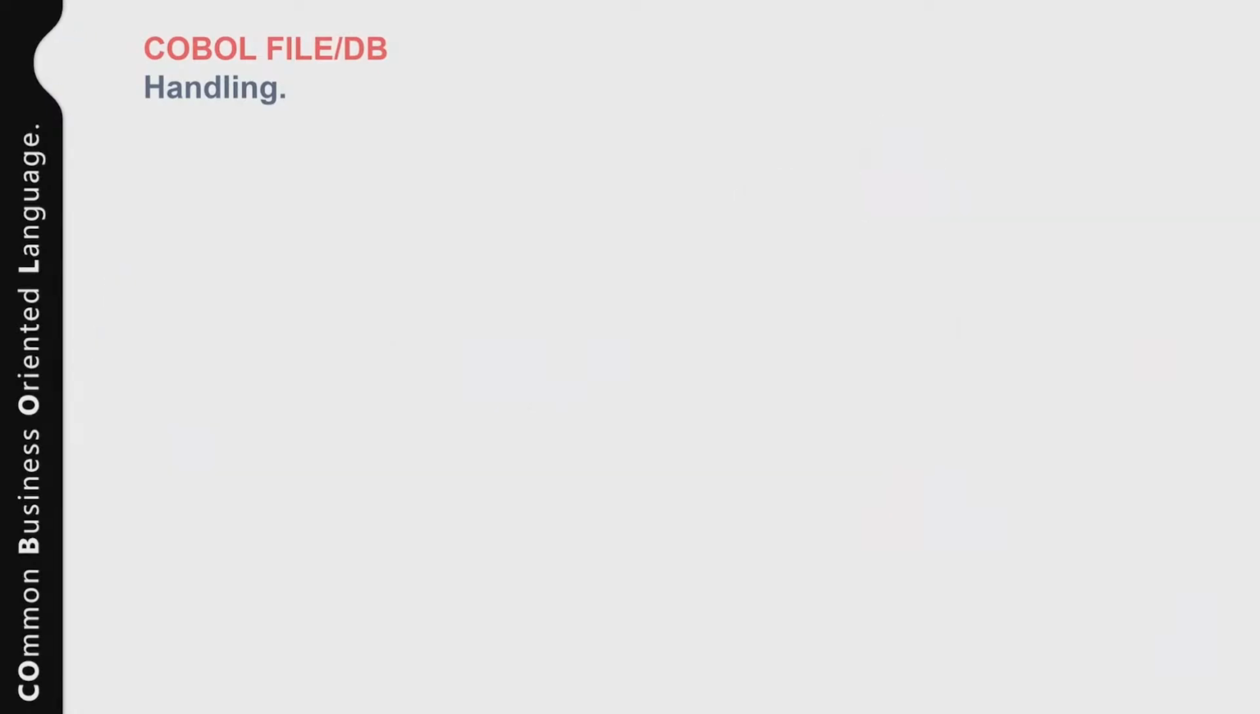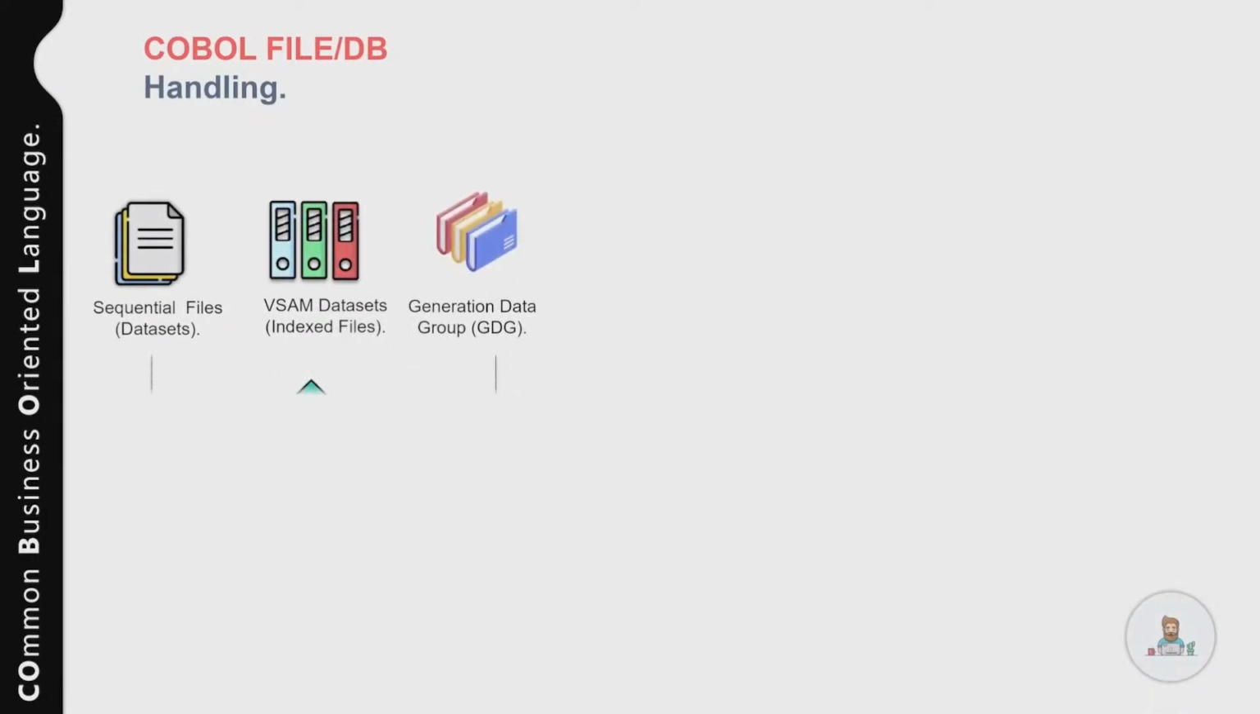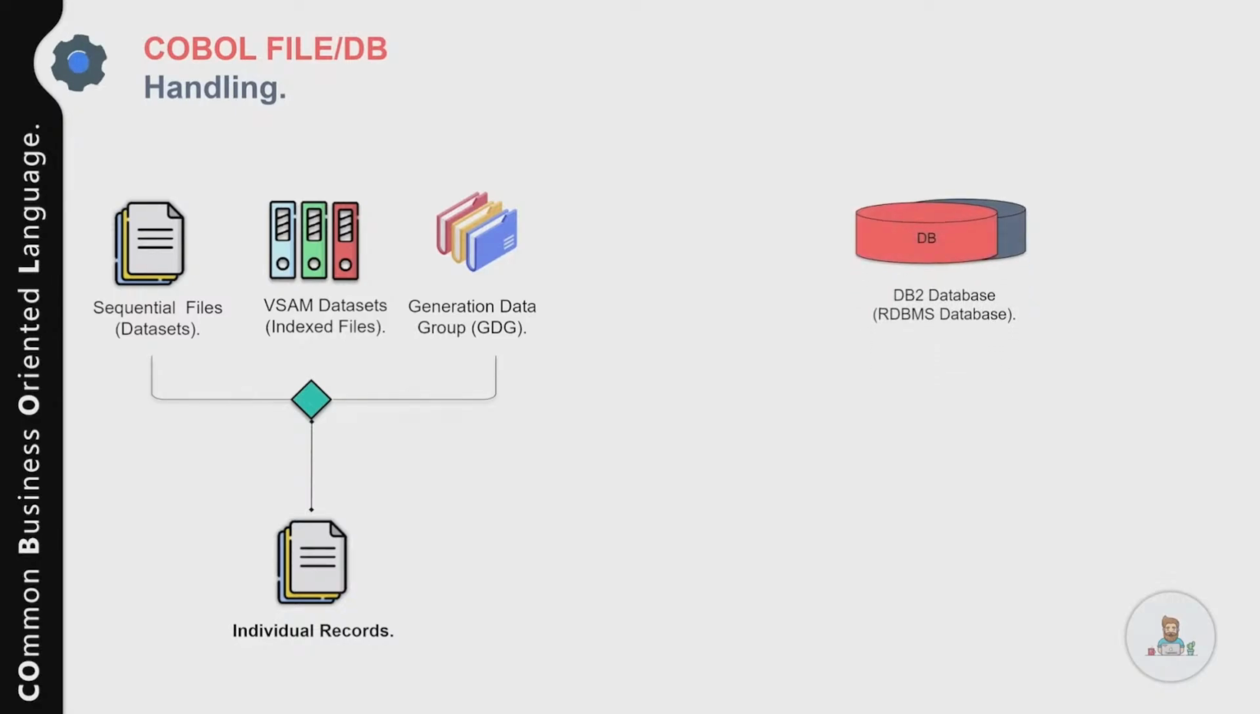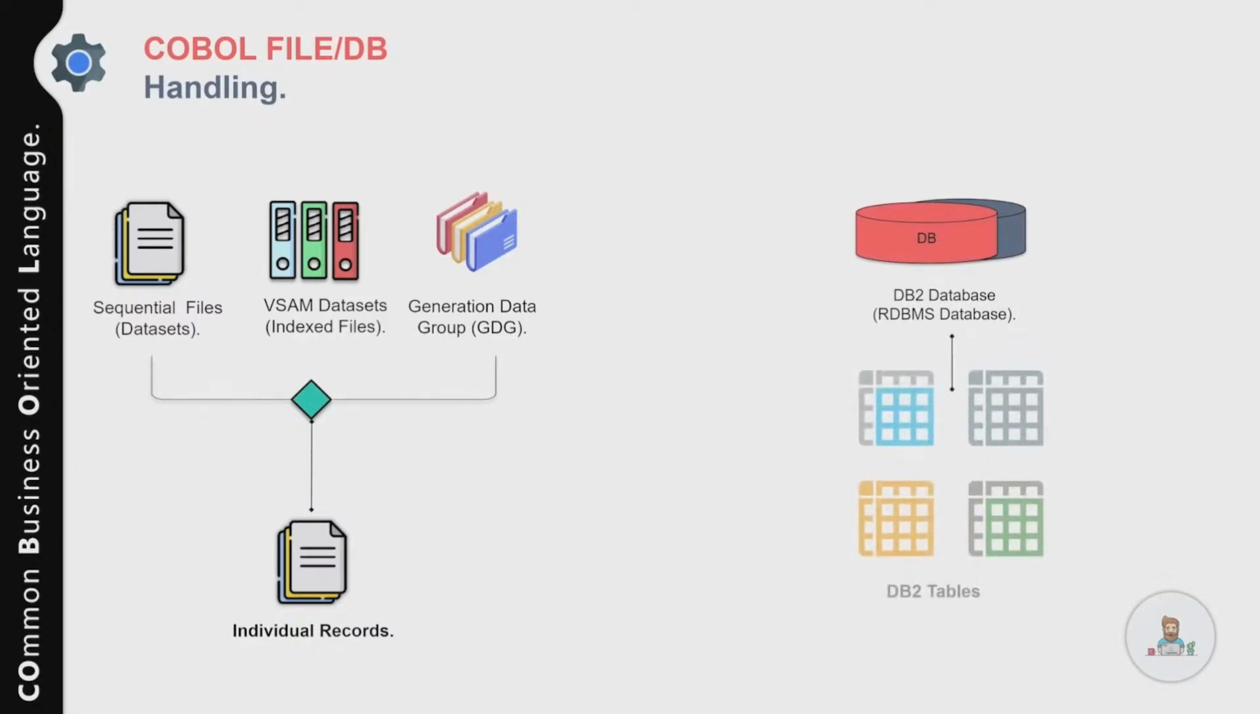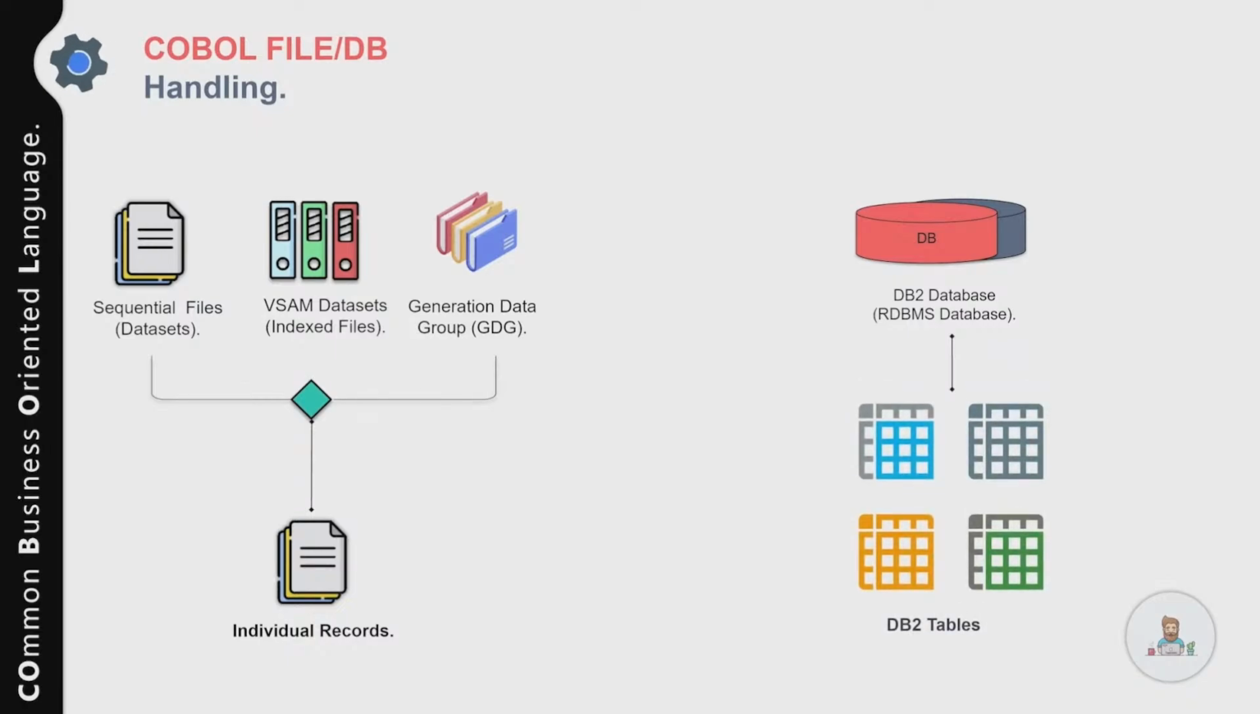Now, let me give an overview of a file and a database. First of all, a file is made up of individual records. A record is a collection of individual fields or data items, and the format of records in the file is defined in your COBOL program. On the other hand, a relational database management system or RDBMS is a common type of database that stores data in tables, so it can be used in relation to other stored data sets.